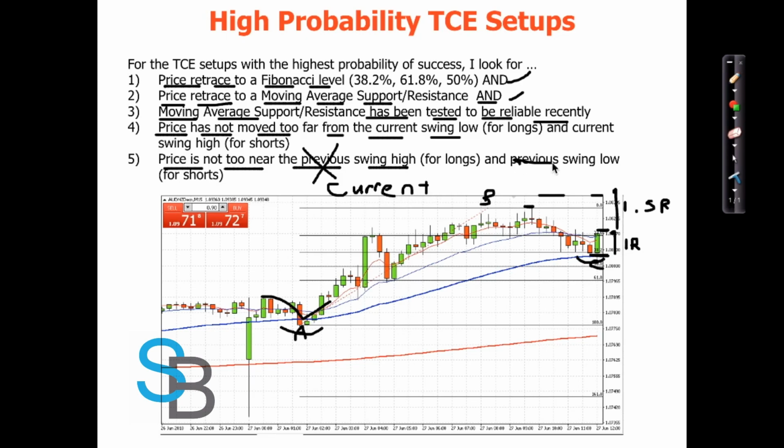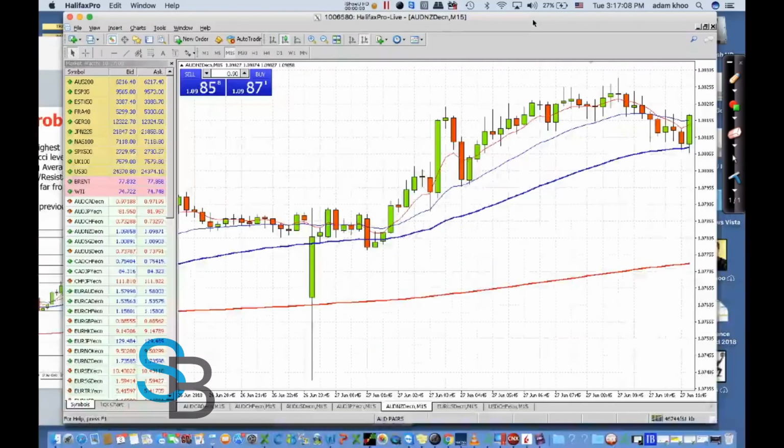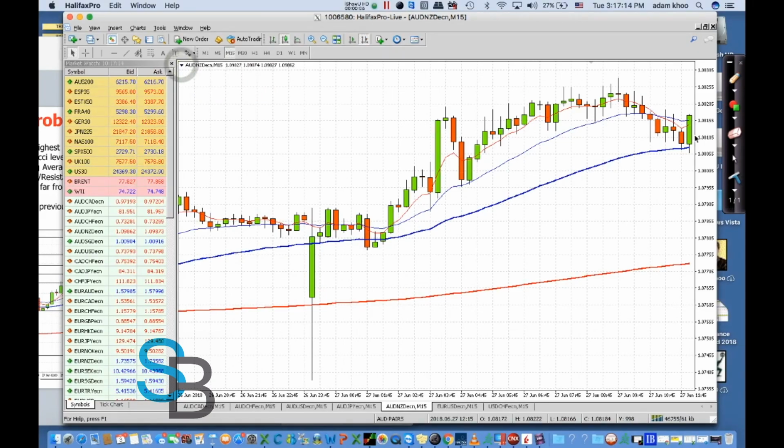And the current swing low. Again, I'm referring to this swing high over there. So when I'm entering here, I want to ensure that the price can move and get me at least 1 or 1.5 R, ideally, before reaching this current swing high. Okay, so let's look at the Aussie New Zealand chart itself, and this is what we're looking for.